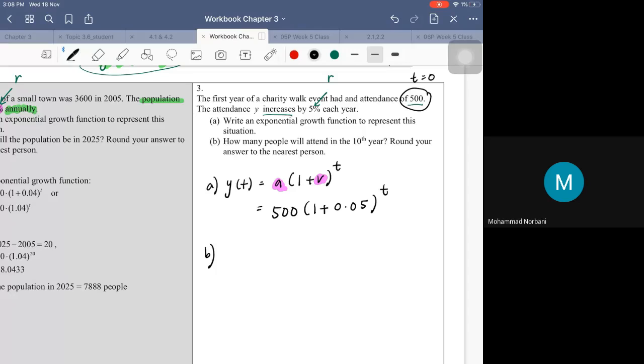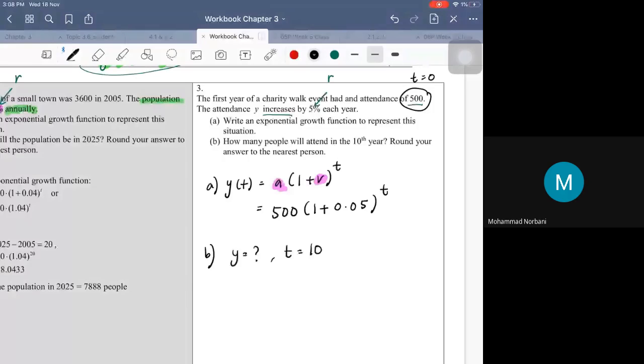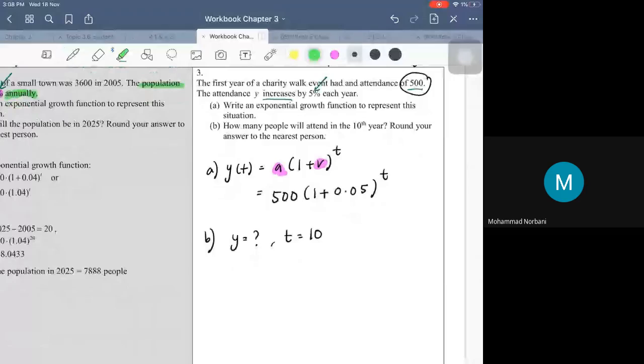So dia kata how many people will attend in the 10th year. So maknanya dia suruh you cari apa dia nilai Y. So bila T adalah sama dengan 10. So tahun first tadi kosong. Tahun yang ke-10 dia adalah 10 lah. So what you have to do is, you hanya pakai balik equation tadi. So kita akan ganti. So T ni adalah sama dengan 10.